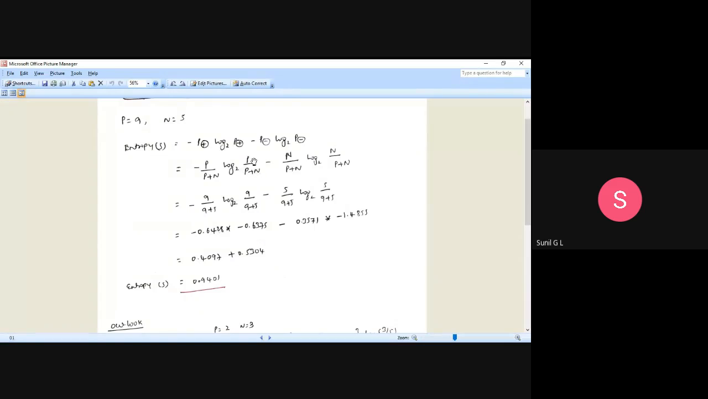Then minus the proportion of negative, times log 2 of the proportion of negative. The proportion of negative is N divided by P plus N. So this is the formula. When you expand it: entropy equals minus P divided by P plus N, times log 2 of P divided by P plus N, minus N divided by P plus N, times log 2 of N divided by P plus N.